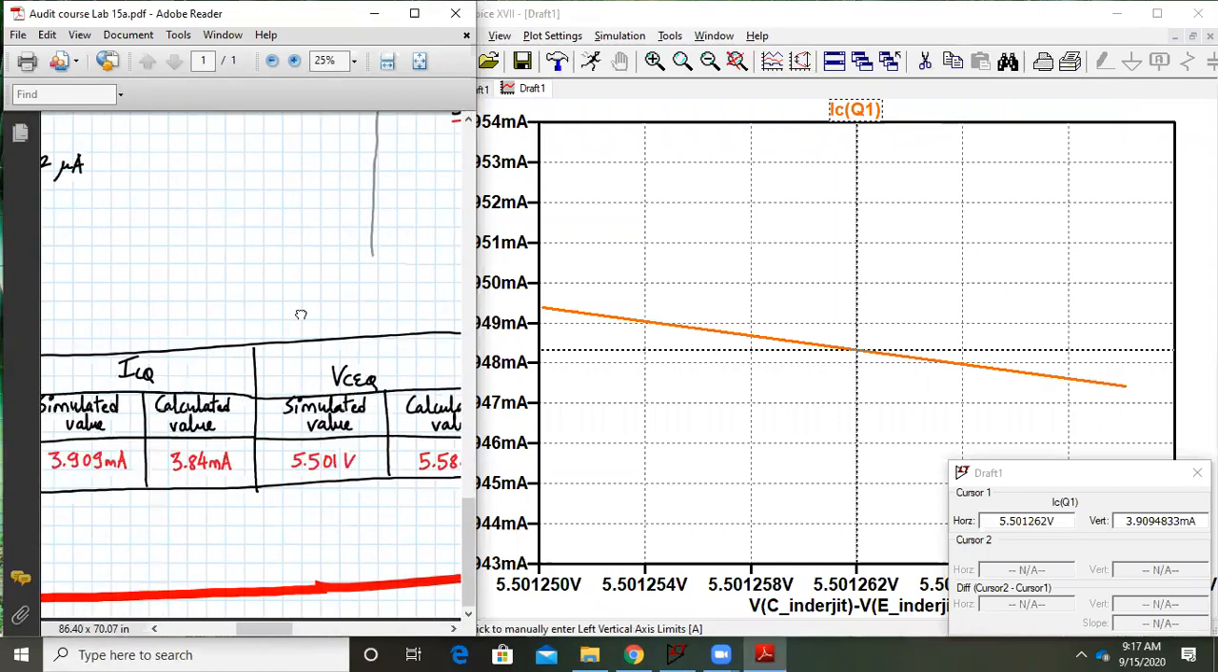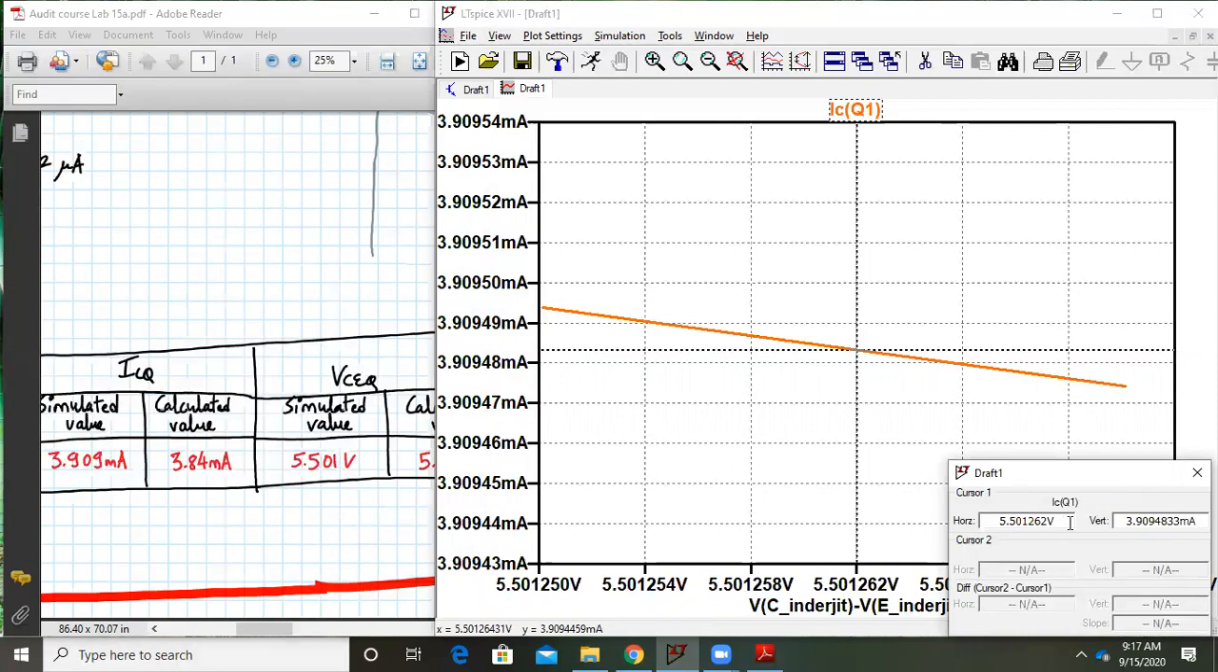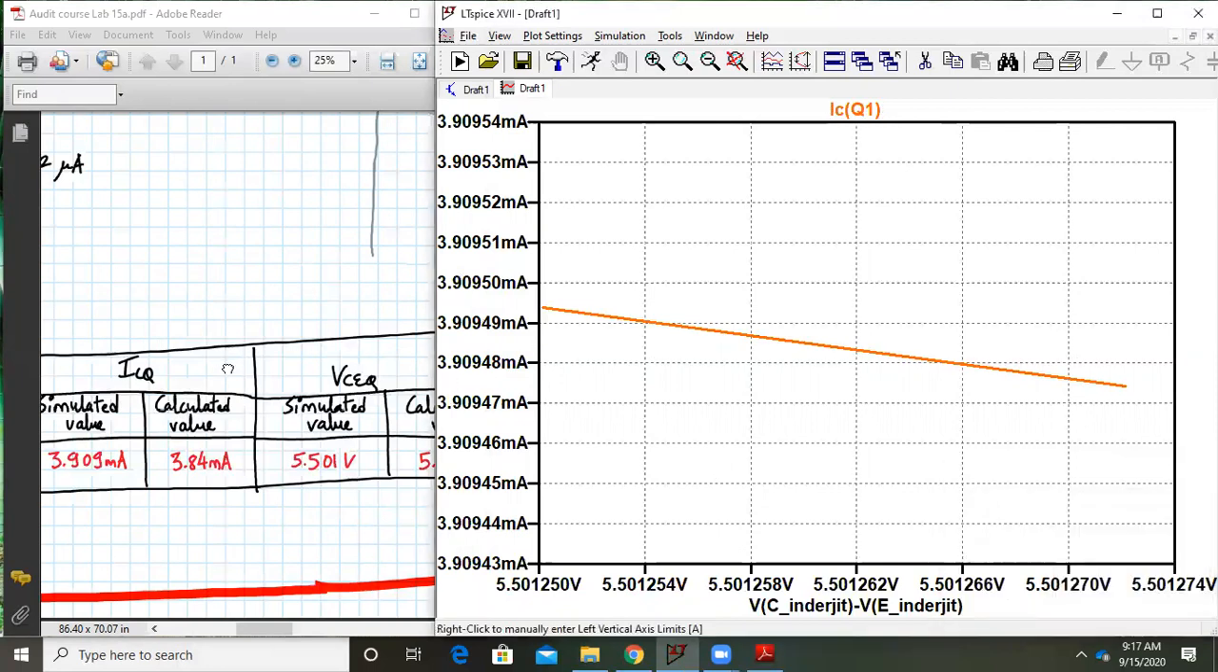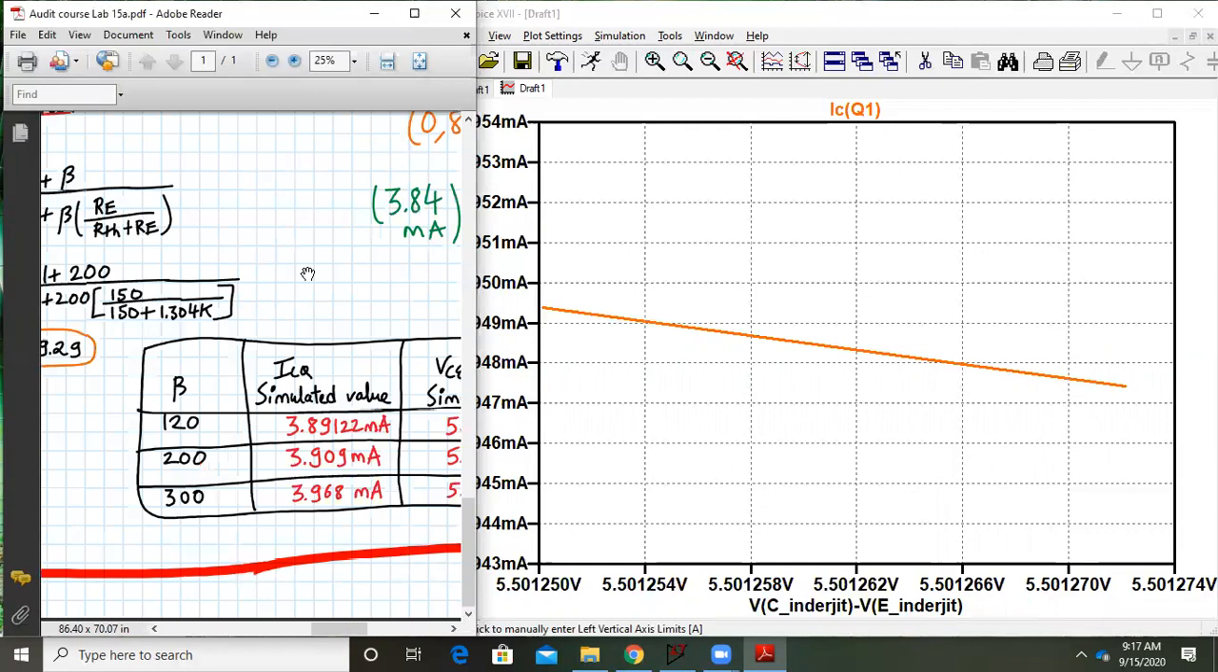Yeah. So the ICQ simulated value is 3.909 milliamperes. Here you're getting 3.909 milliamperes, and VCQ is 5.501. See, these values are exactly what you are getting over here. And that's how I think actually it's a relative Q point.